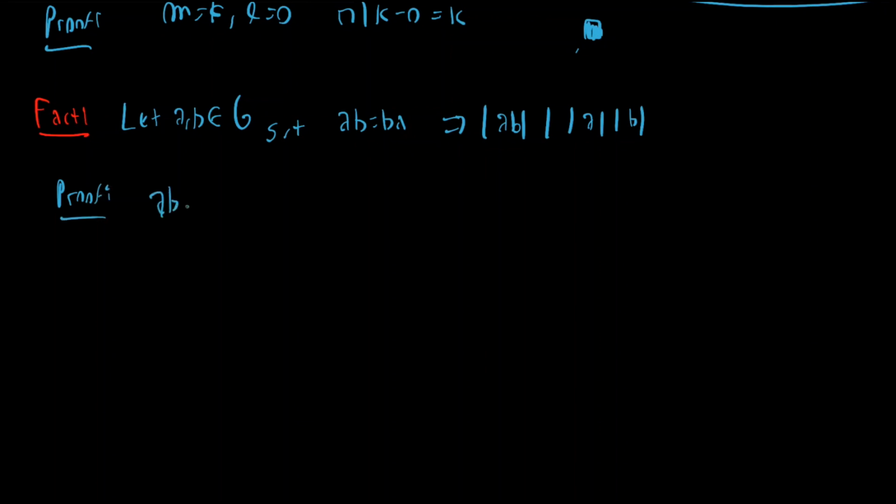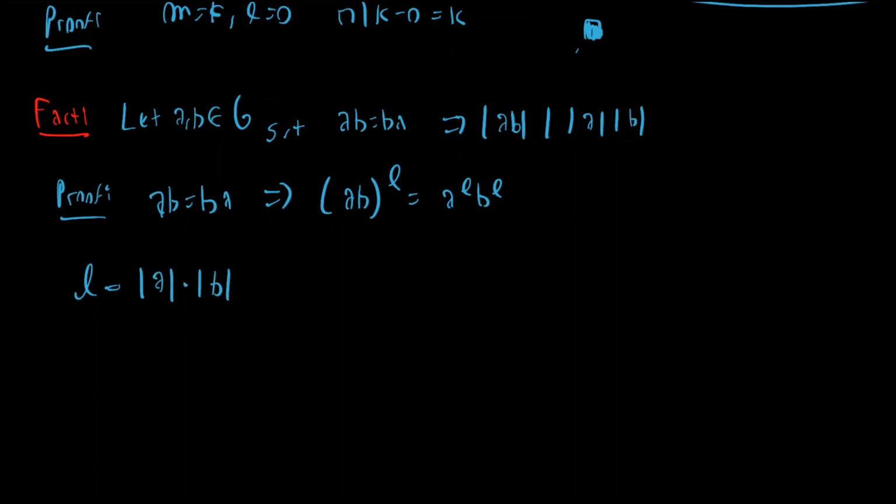So we know that A times B equals B times A implies that A times B to the L is equal to A to the L times B to the L. So now, a specific choice for our L. In particular, we will take our L to be the order of A times the order of B.